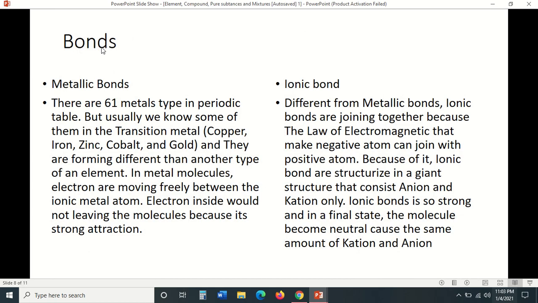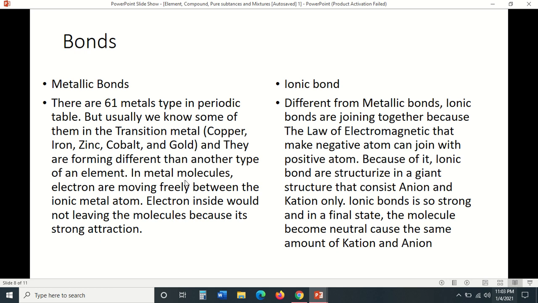So as I mentioned before, there are metallic bonds. The bonds are not actually just covalent bonds. There are also metallic bonds and ionic bonds. There are 71 metal types in the periodic table, but usually we know some of them in the transition metals, like copper, iron, zinc, cobalt, and gold. And they form differently than other types of elements.